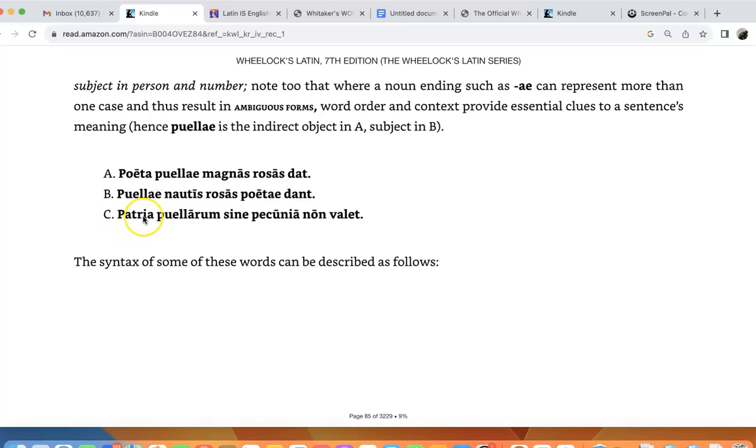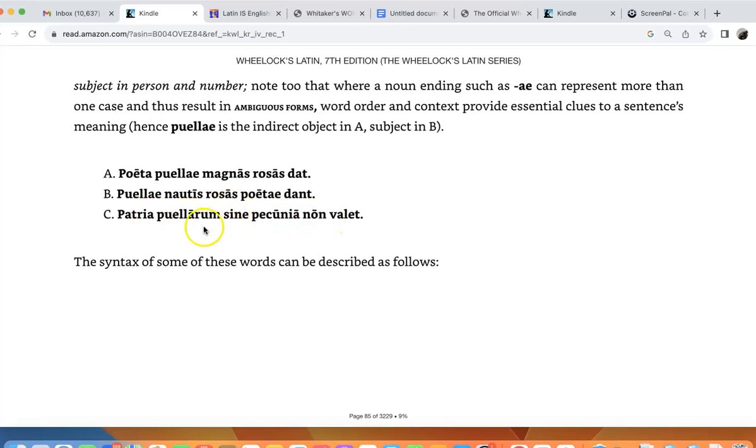Patria means country or fatherland. So literally the country of the girls is not well without money. Or without money, the country of the girls, or the girls' country. So again, when we see genitive, I would really strongly encourage you to use of. So the country of the girls without money is not well. Or again, this one you could start with the prepositional phrase without money. The country of the girls is not well.